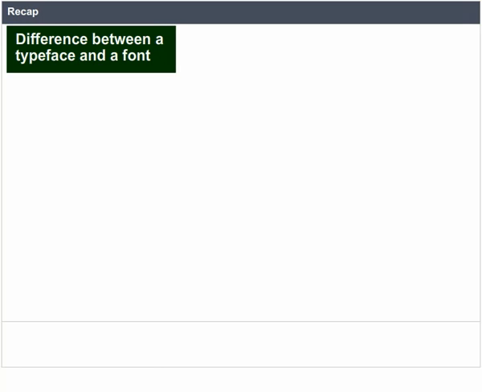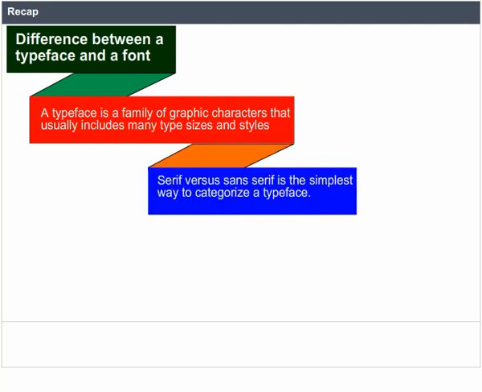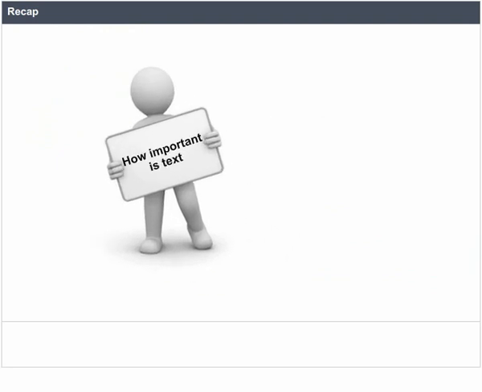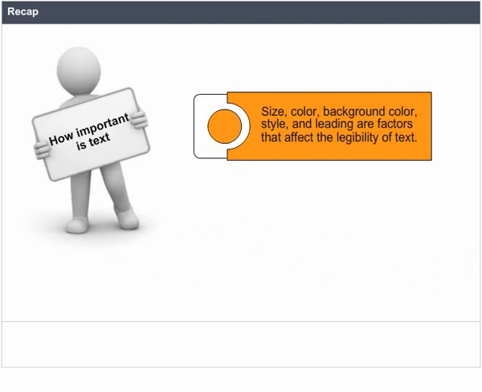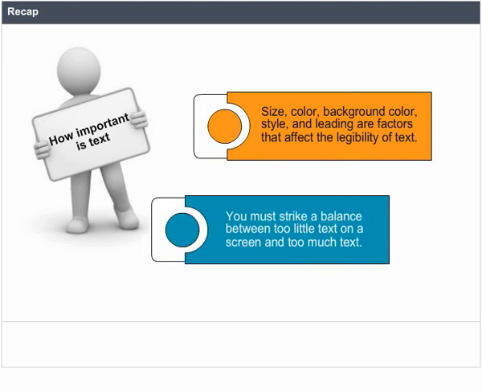Recap. Difference between a typeface and a font. A typeface is a family of graphic characters that usually includes many type sizes and styles. Serif versus sans serif is the simplest way to categorize a typeface. A font is a collection of characters of a single size and style belonging to a particular typeface family. How important is text? Size, color, background color, style, and heading are factors that affect the legibility of text. You must strike a balance between too little text on a screen and too much text.